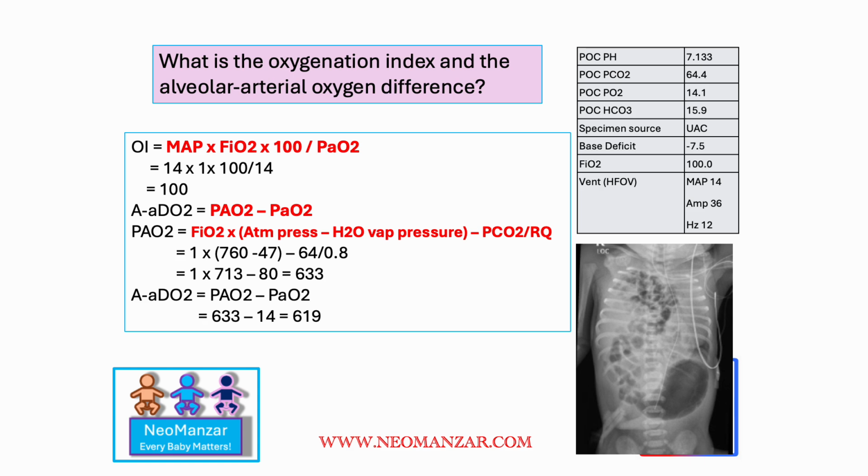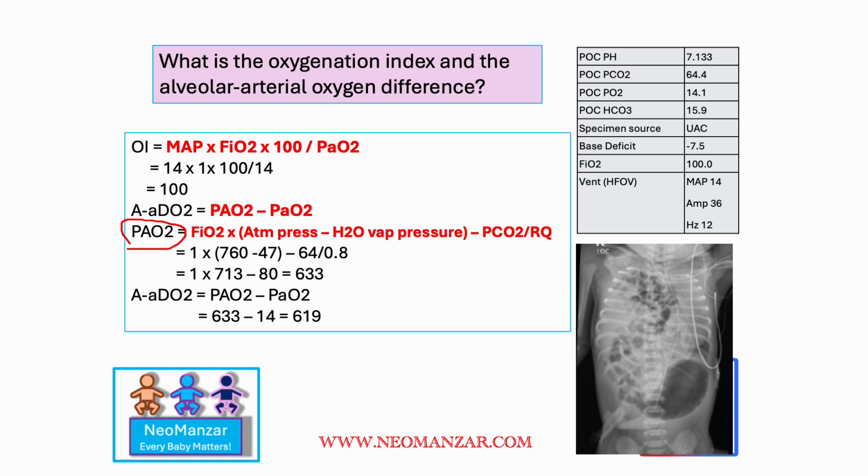Now what about the AADO2 or alveolar arterial gradient? As the name suggests, it is the alveolar arterial oxygen difference. So first you have to know the alveolar oxygen, and we already know the PaO2, which is 14, as you can see here. So how do you calculate the alveolar O2? It's very easy. You have FiO2, and you multiply by the difference between the atmospheric pressure and the water vapor pressure.